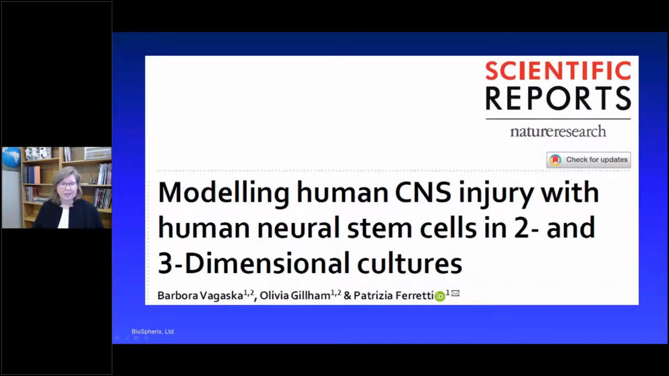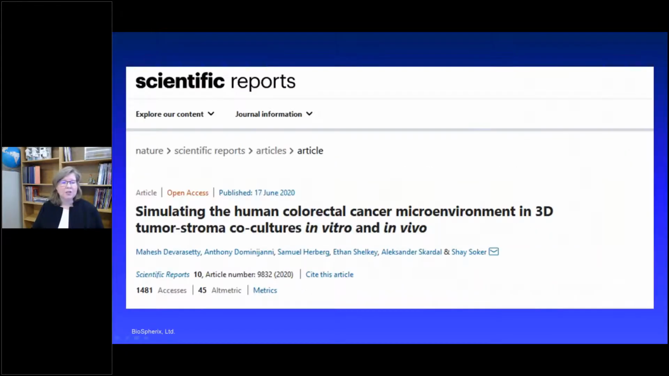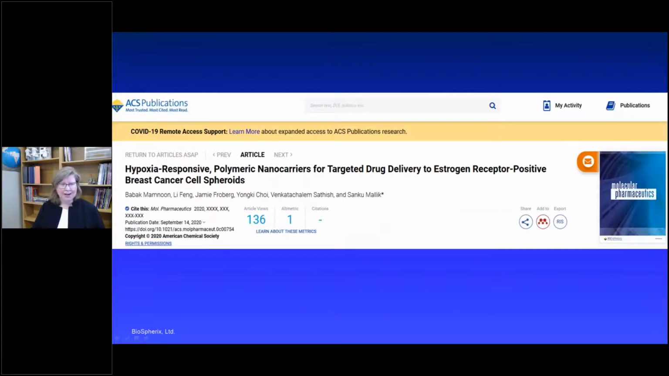or CNS injury with 2- and 3-dimensional cultures, or the human colorectal cancer microenvironment with 3D tumor stroma co-cultures. All of these are physiologically relevant models for drug development. We also have customers that are actually using the physiologically relevant environment to develop hypoxia responsive drugs for cancer treatment.